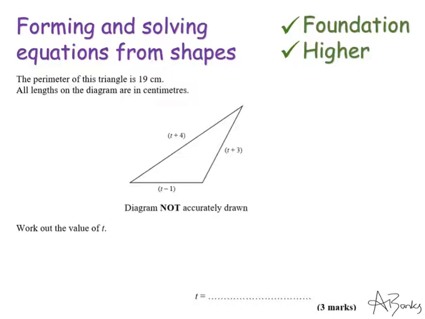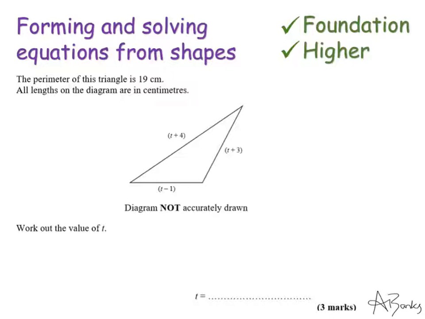So I'm going to cover the more basic examples in this video where they're usually talking about the perimeter of a shape or they're talking about their angles. This question here says the perimeter of this triangle is 19, all lengths on the diagram are in centimetres, work out the value of t.